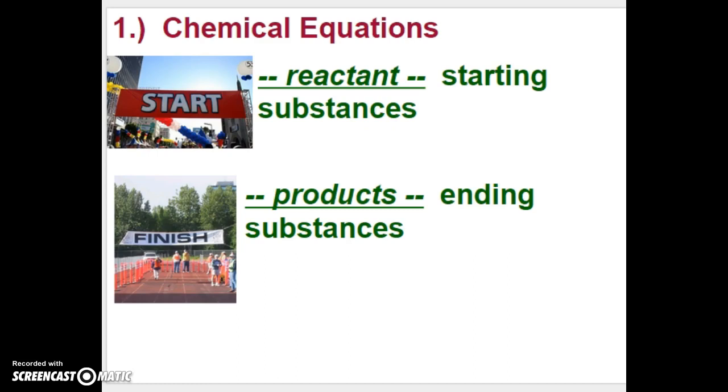Now, this chemical race is a little different from a regular marathon. Everybody that's at the starting line will finish the race. However, the order of the runners may be different in the products by the time they make it to the finish line. So you're using the same molecules, you're just rearranging them. Reactants are starting substances, products are ending substances.